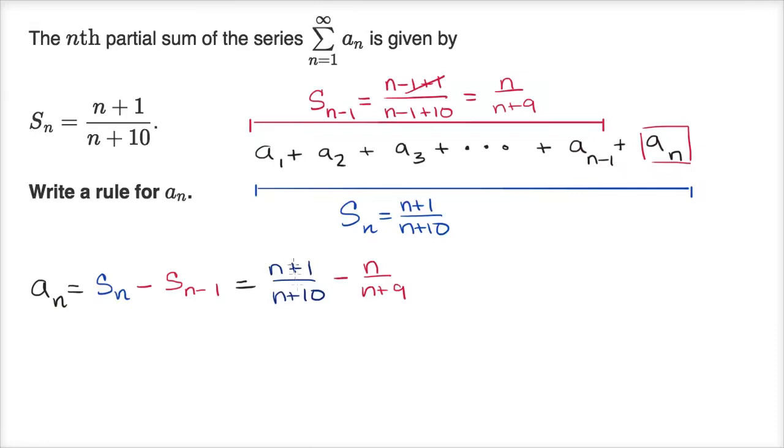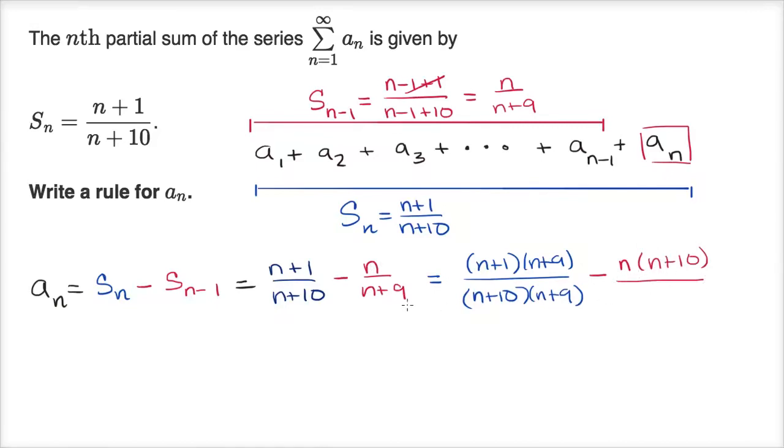So let's see, if we multiply the numerator and denominator here times n plus 9, we are going to get n plus 1 times n plus 9 over n plus 10 times n plus 9. And from that, we are going to subtract. Let's multiply the numerator and the denominator here by n plus 10. So we have n times n plus 10 over n plus 9 times n plus 10. And what does that give us?